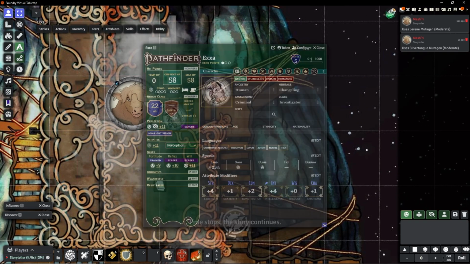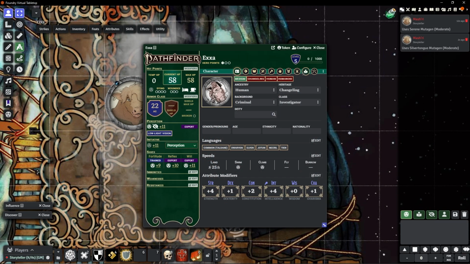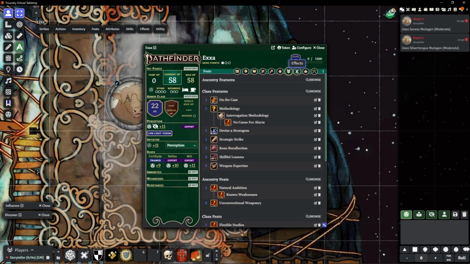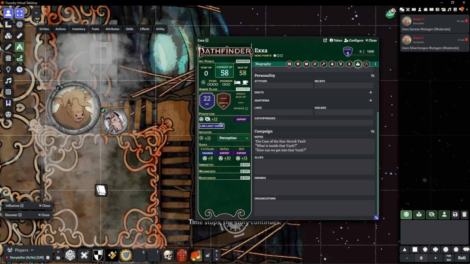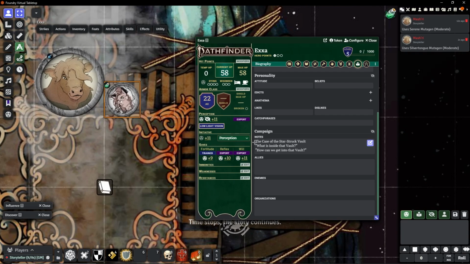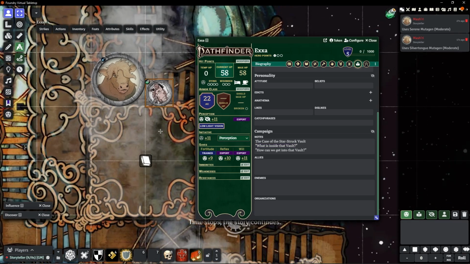And then additionally, Exxa has done some preparation beforehand with a couple of leads as an investigator. One of the questions under the case of the Starstruck Vault that is currently being pursued is what is inside that vault. This should be good enough to apply to anything here, because being able to gain the explosives would further the goal of finding out what's inside the vault.